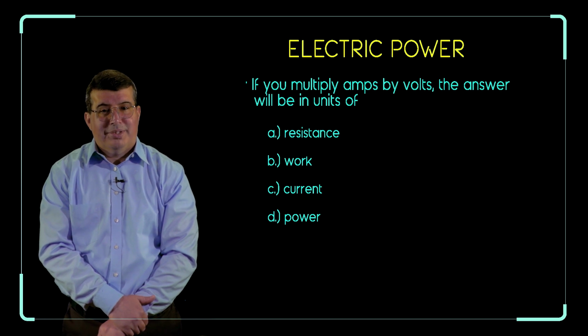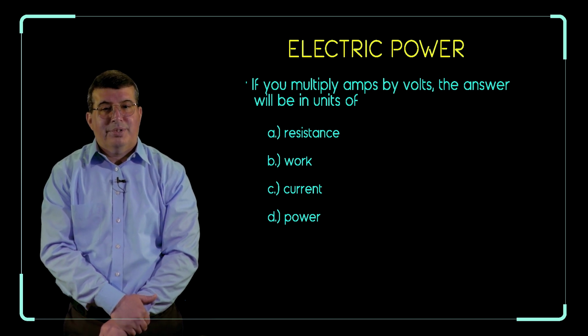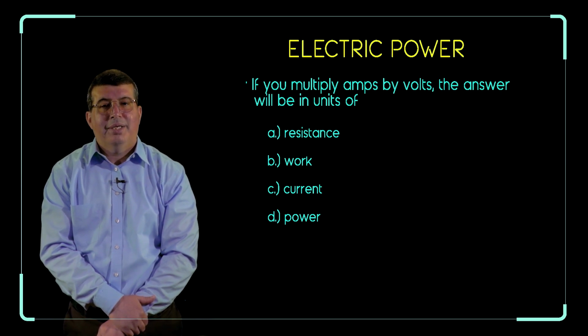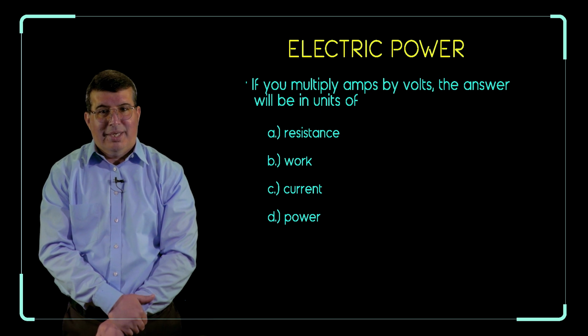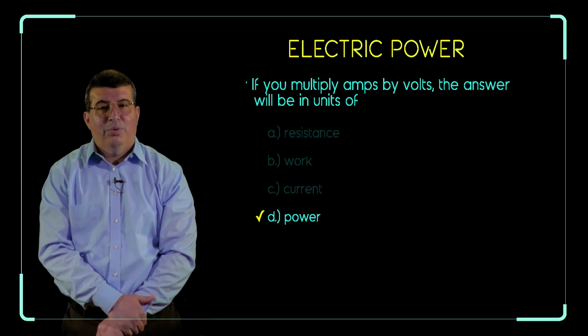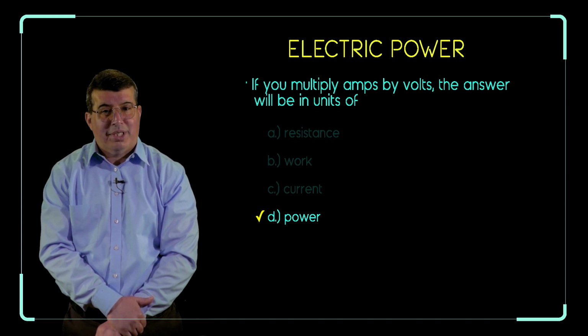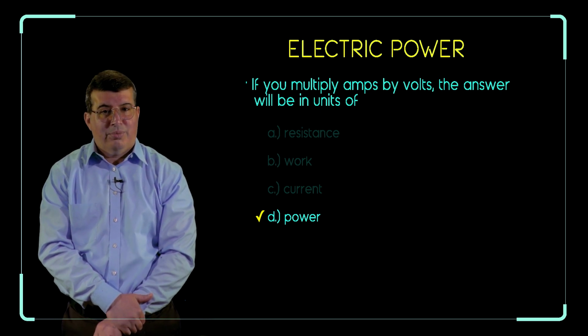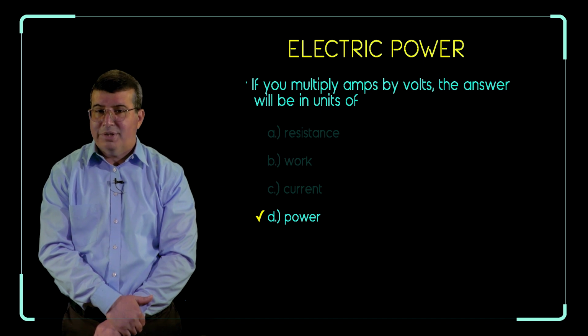Well, let's think about this. Amperes times volts, an amp times a volt is a watt. And so watts are the units of power. So the correct answer is D, power. If you multiply a quantity in amps by a quantity in volts, that would be current times voltage, and current times voltage is power. So when we multiply the current through something by the voltage across it, then we get the power of that device.